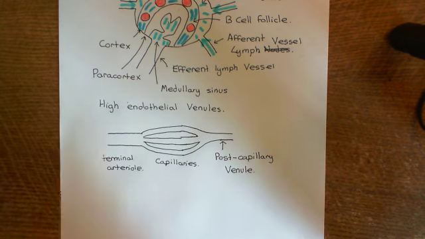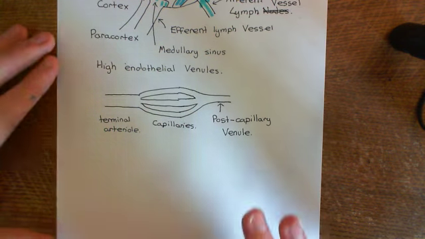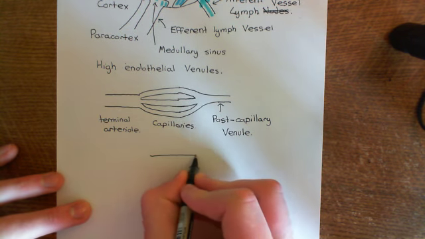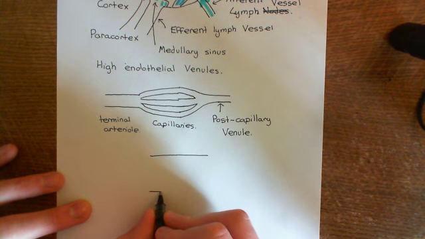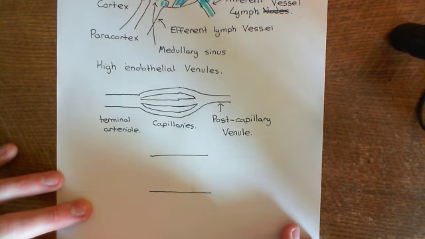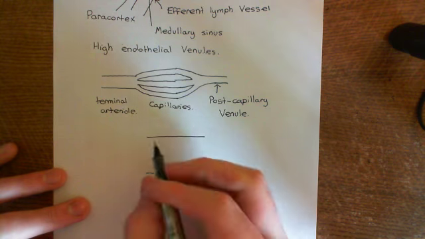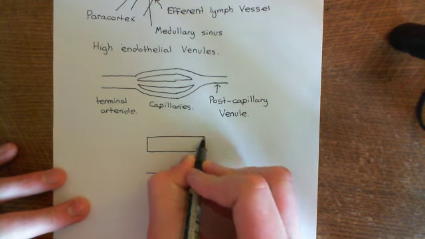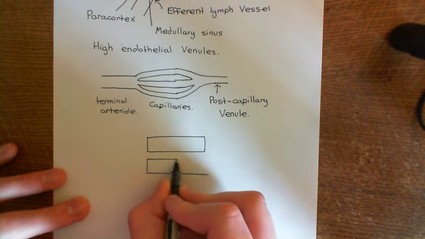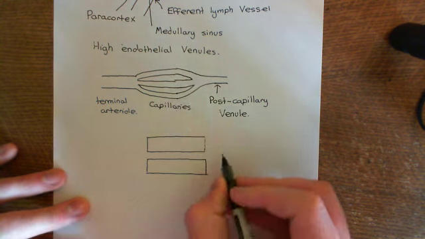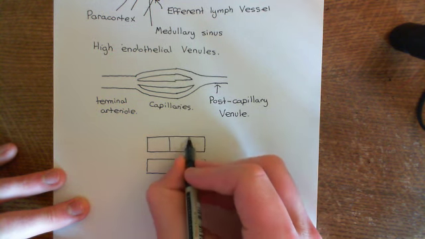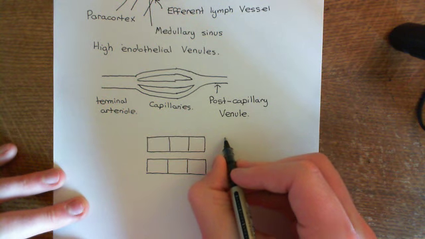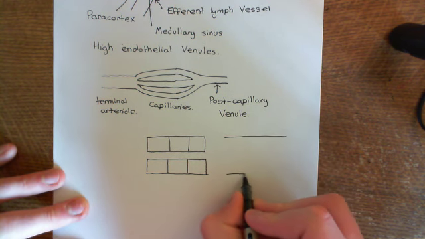So if we look at the structure of one of these post-capillary venules in lymph nodes, basically they have very tall endothelial cells. So let's draw a tube. That's always a good start when you're drawing a blood vessel. And the endothelial cells don't look like normal endothelial cells. They're really tall, like so. Okay, so this is our high endothelial venule. Normally, our normal blood vessel might look something like this.